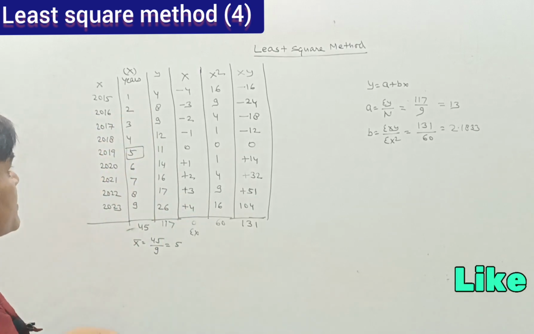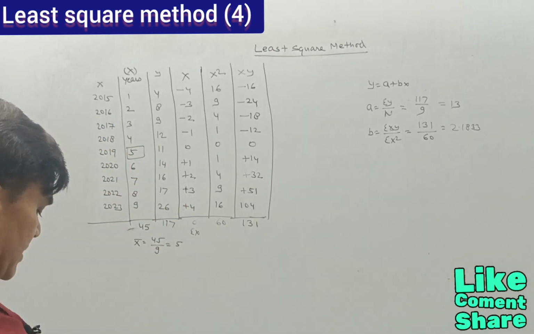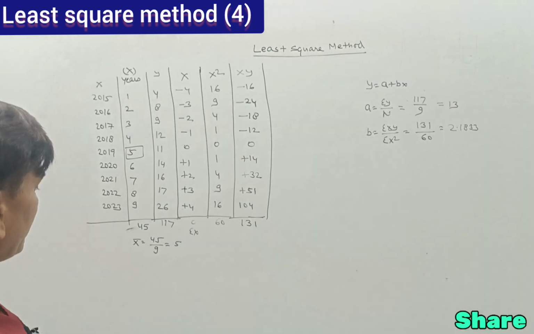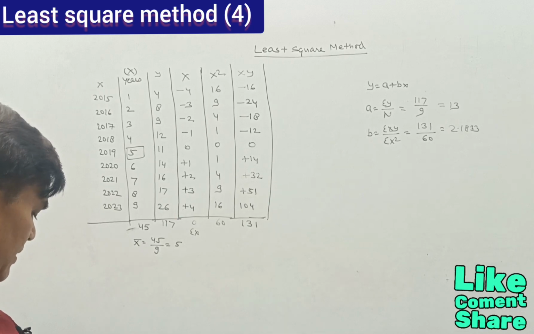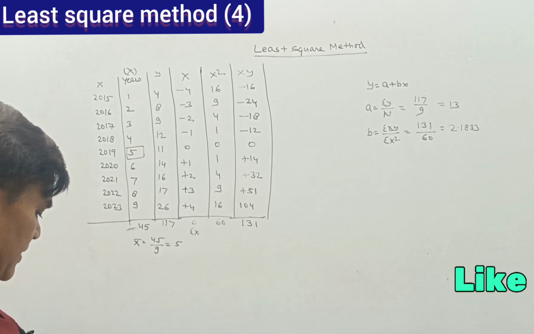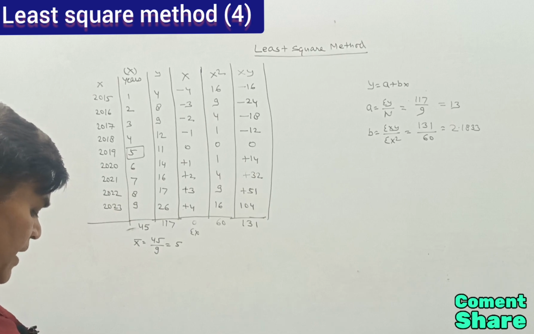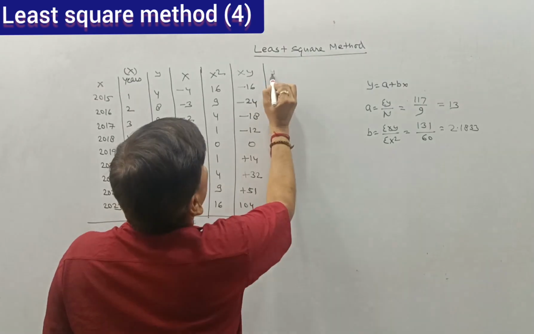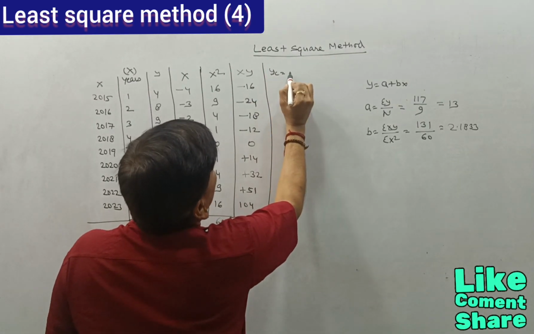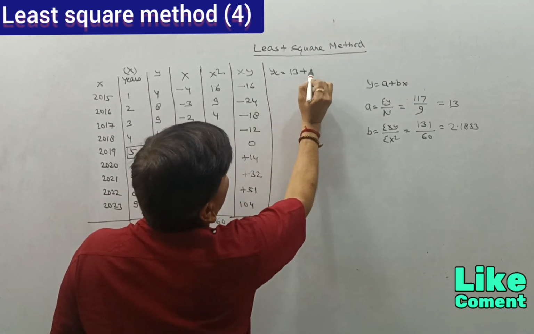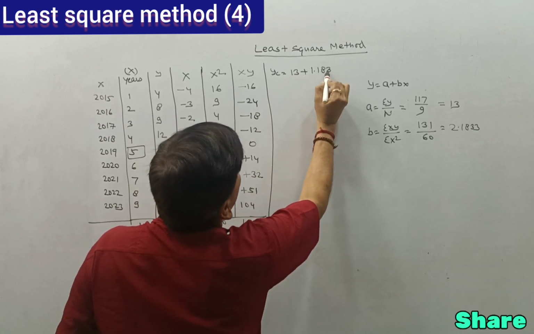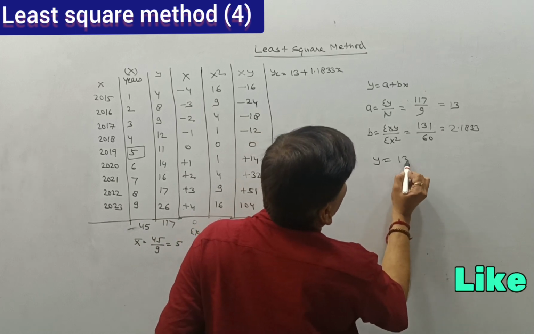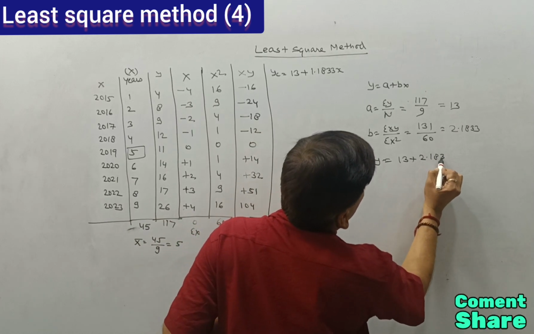Now 117, firstly we should check this also: 4 plus 8 plus 9 plus 12 plus 11 plus 14 plus 16 plus 17 plus 26. So 117 divided by 9 is 13. So our Yc is 13 plus 2.1833x, because y is equal to a plus bx, where the value of a is 13.